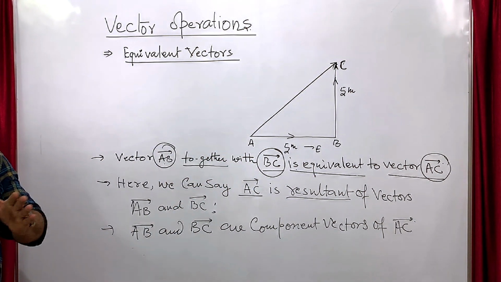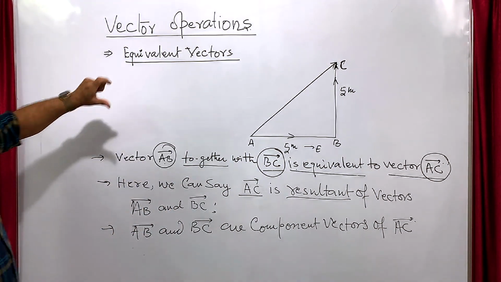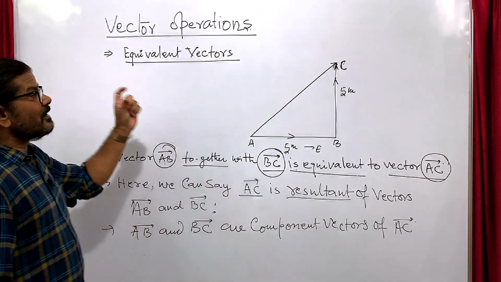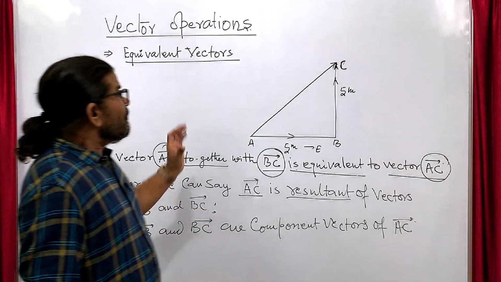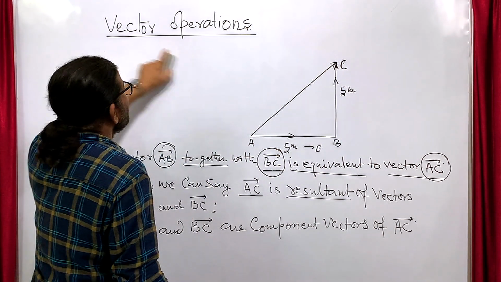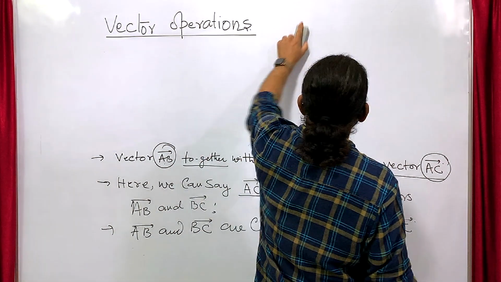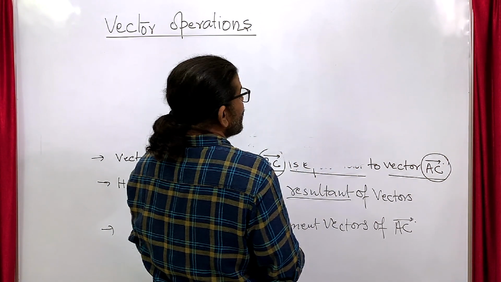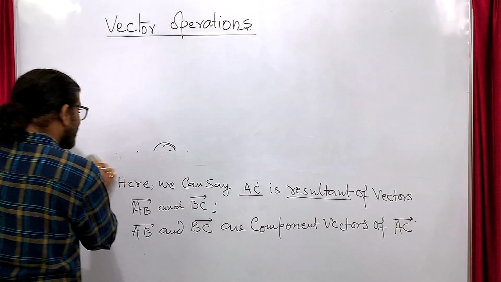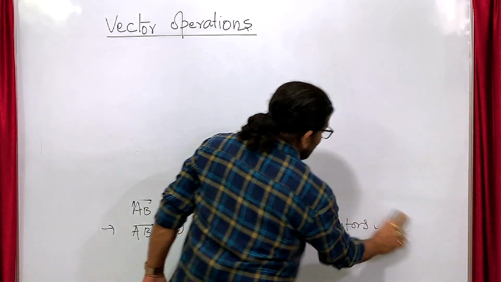Similarly, if a vector AC is there, yes, we can say AB and BC are its components. So, before going into the detailed study of the process of making a resultant vector from different component vectors, first we will learn how to represent a vector in the Cartesian coordinate system. Then very easily we can compose, or take the equivalent or resultant vector, and we can also resolve the vector.